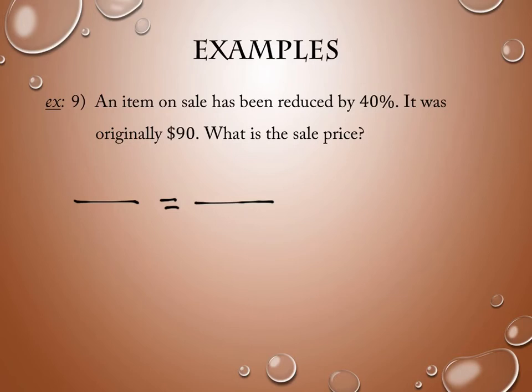So let's pick one way. I don't care which way we pick. What do you want to set up? What numbers will go where? 40 over 100, okay.